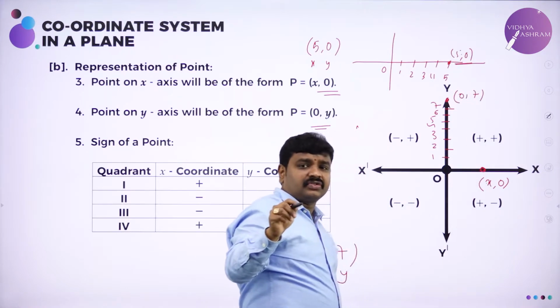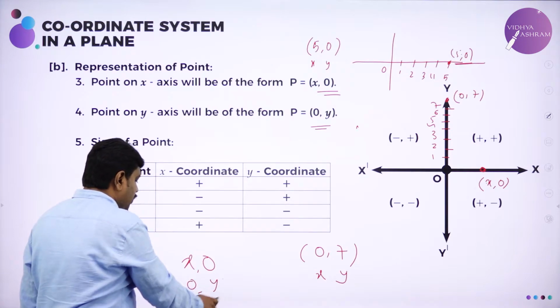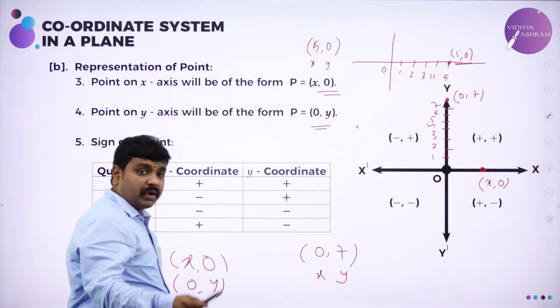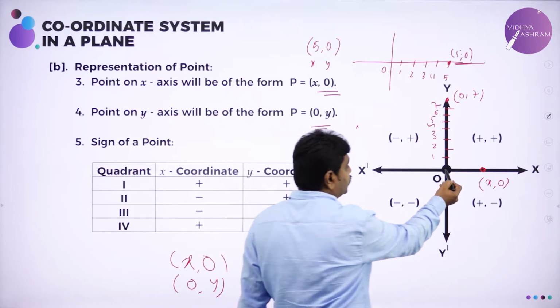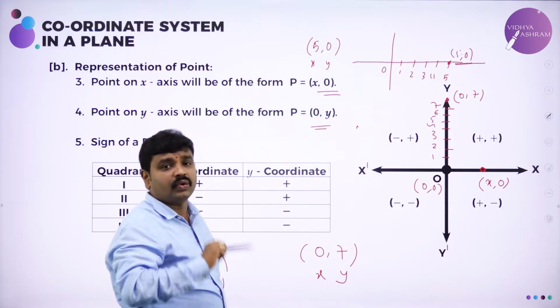So a point on the x axis will be in the form x comma 0. A point on the y axis will be in the form 0 comma y. And if a point lies on both the axes, that is the origin. Origin is 0 comma 0. What is the origin? 0 comma 0.